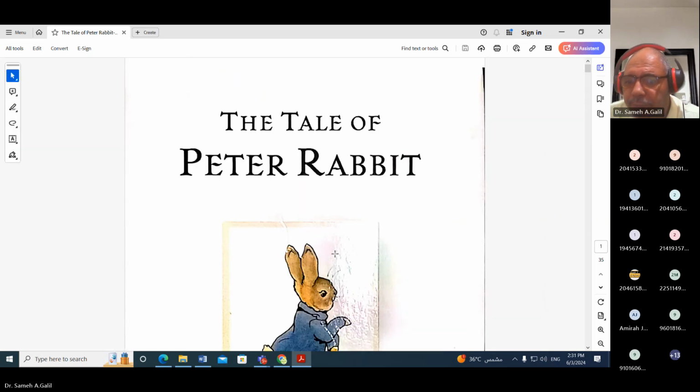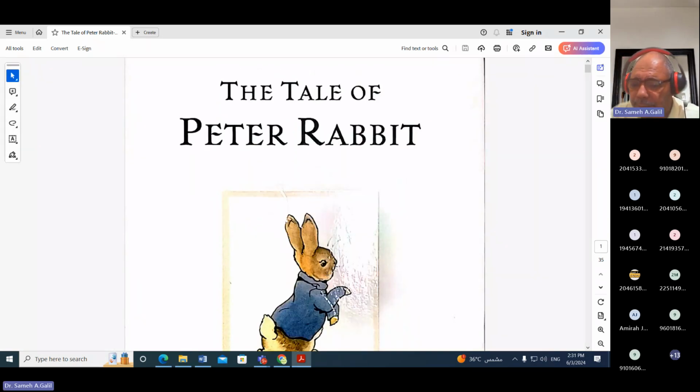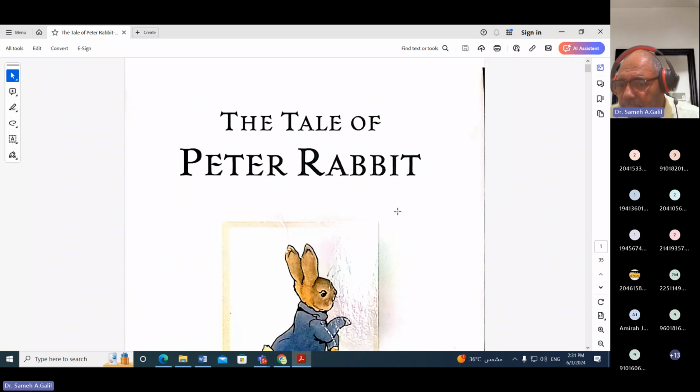Okay. So this is the book, and this is the title, The Tale of Peter Rabbit. If it tells me that it is a tale, you know what a tale is, right? Give me a synonym for the word tale. Fantasy. No. Maybe a story. Yeah, and a tale is a story. So the story of Peter Rabbit.